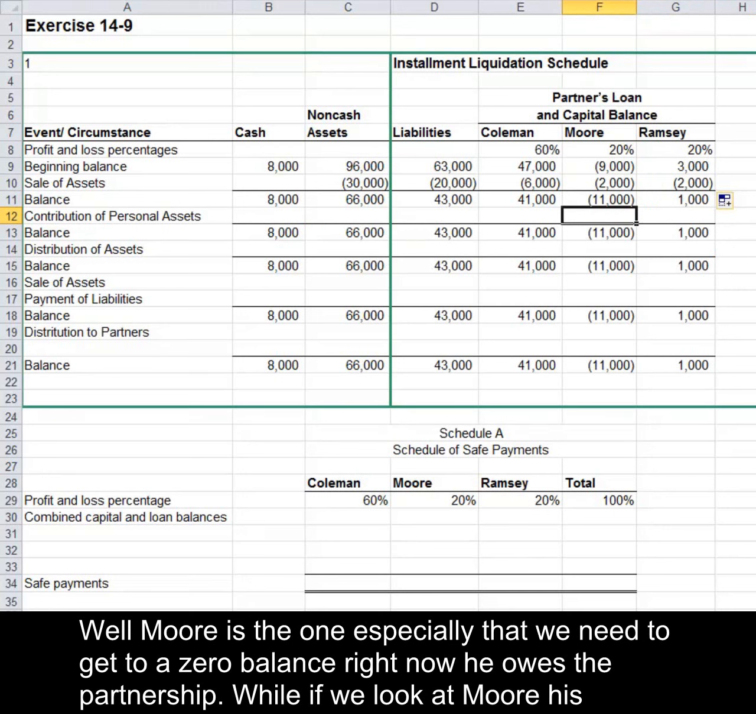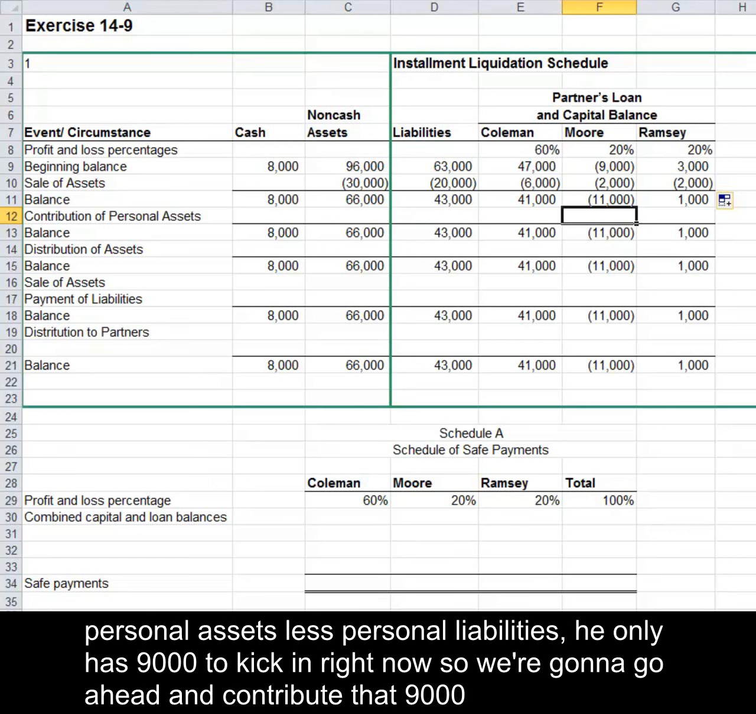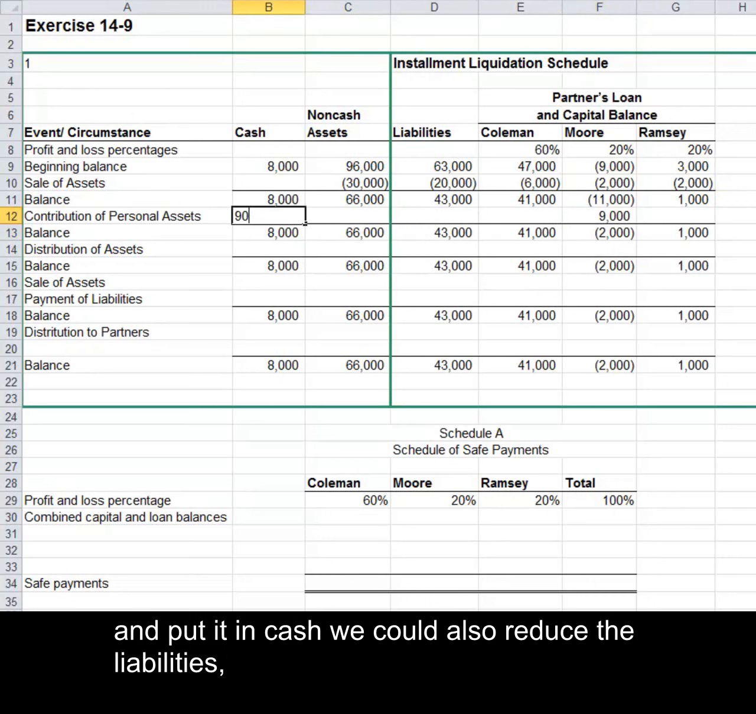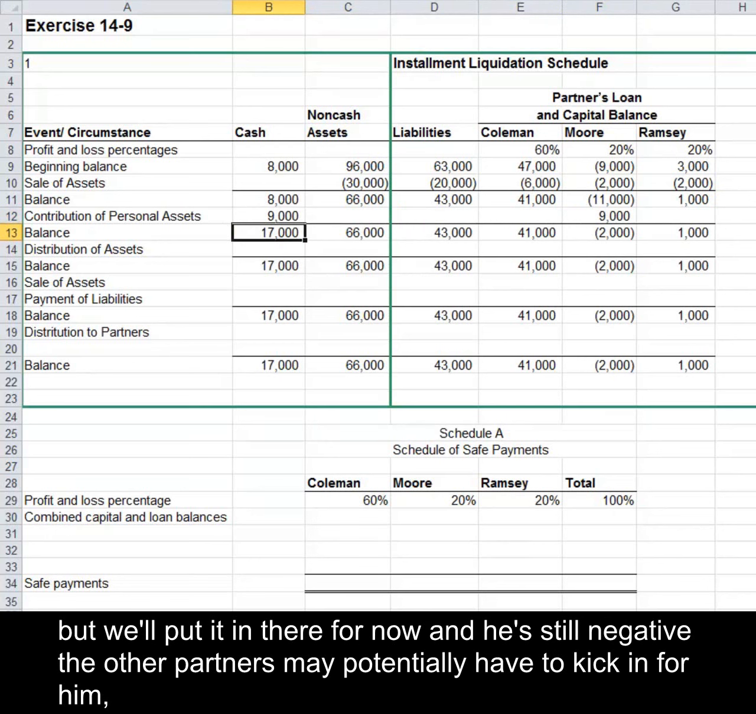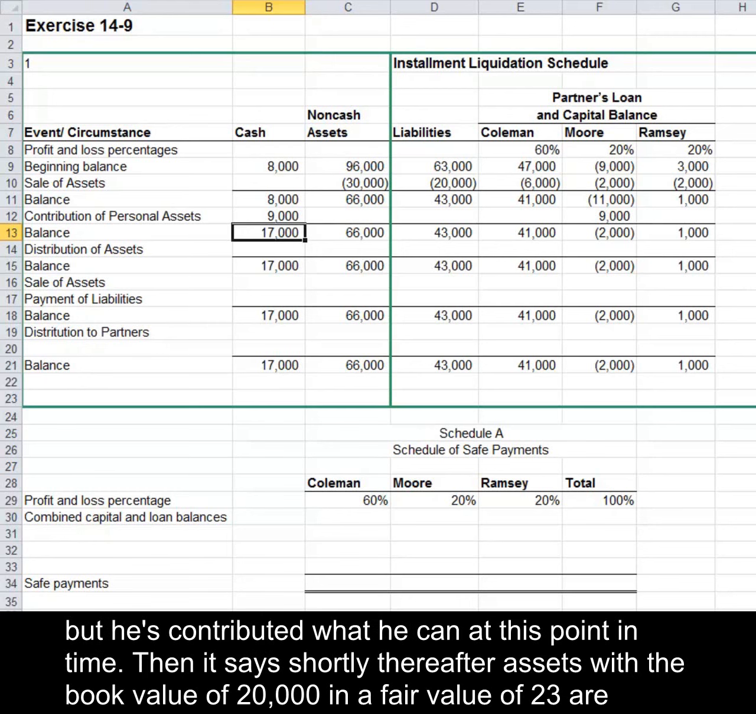Right now he owes the partnership. Well, if we look at Moore, his personal assets less personal liabilities, he only has $9,000 to kick in right now. So we're going to go ahead and contribute that $9,000 and put it in cash. We could also reduce the liabilities, but we'll put it in there for now. And he's still negative. The other partners may potentially have to kick in for him, but he's contributed what he can at this point in time.